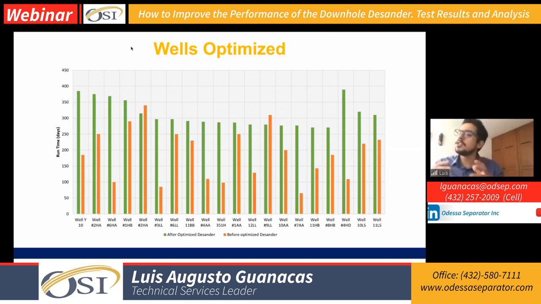And then the message here is: plan your sand control system, optimize the components you need to optimize, and I'm pretty sure you will achieve the runtime or the production you are expecting from your wells. This is just a small picture of what you can achieve optimizing your sand control device, specifically your desander.